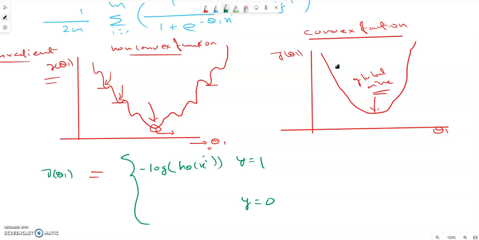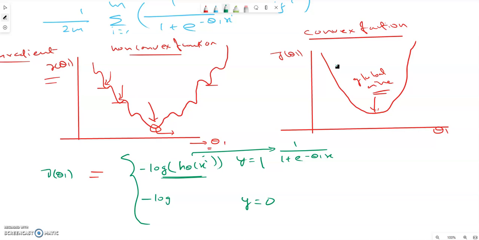Now here h theta of xi is nothing but our sigmoid function, 1 by 1 plus e to the power of minus theta 1 into x. So this is the equation, this is the cost function when we have y is equal to 1. Okay, now we have another equation when y is equal to 0.